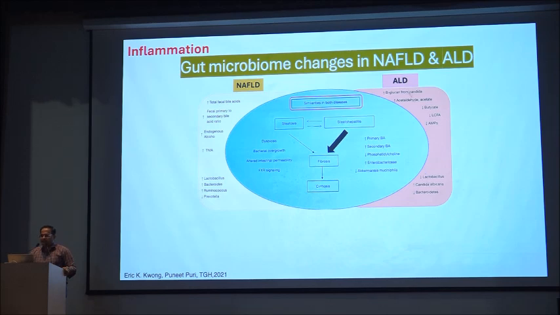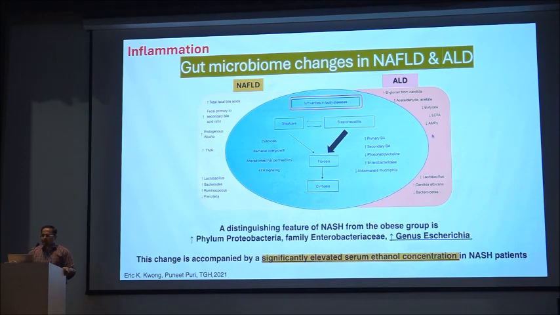an increase in candida albicans in ALD. So one distinguishing feature between obese patients and NASH is the presence of the Escherichia genus. This is accompanied by significant elevation of endogenous ethanol from the intestine. So the presence of this particular bacteria increases the alcohol production from the gut itself, and that is taken to the liver, causing further inflammation.